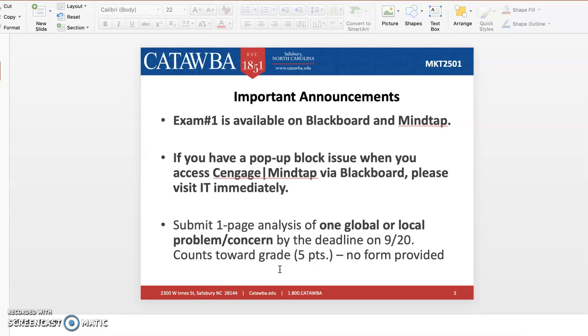Also, on the same day as the exam due date, which is September 20th, you also have an assignment due, carried on from last week, but I extended the deadline to this Friday at midnight. Again, this is an analysis of one global, local, or national problem or concern that you are interested in. There is no form provided for this assignment. Do not use the SWOT analysis form because that form is specific to the SWOT analysis assignment. You can just type it out on a one-page paper using a Word document.